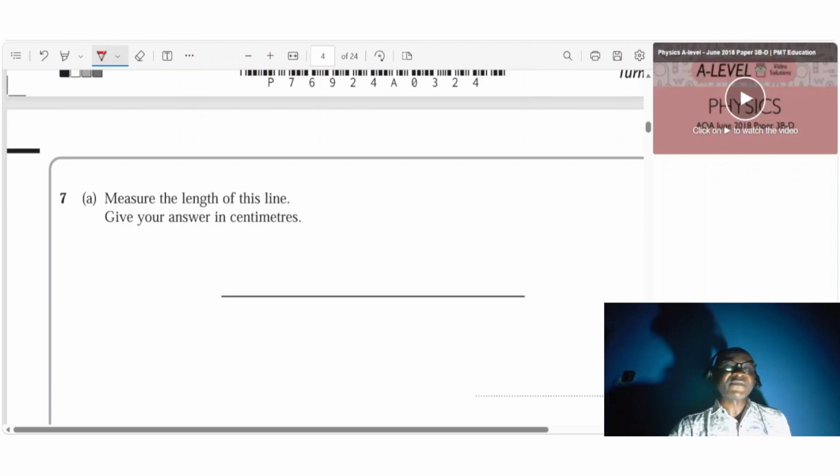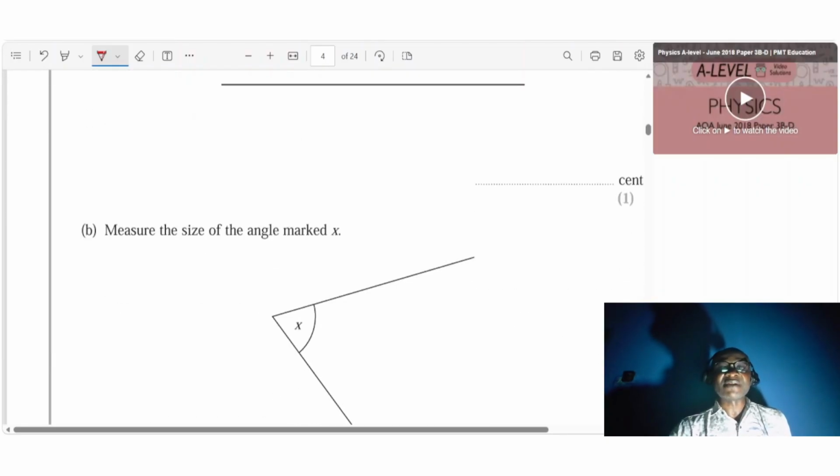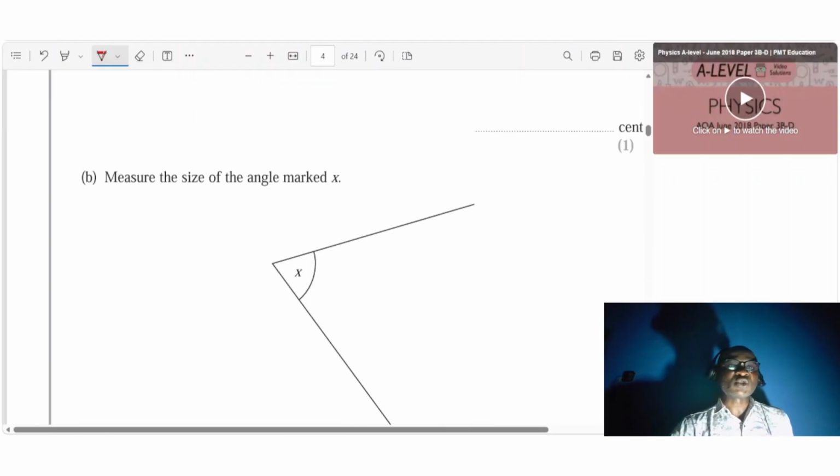This one has to be a physical class. What you're supposed to do is, when you are given the paper, you place your ruler and measure through the centimeter side and then put down your answer. What about this one? Measure the size.